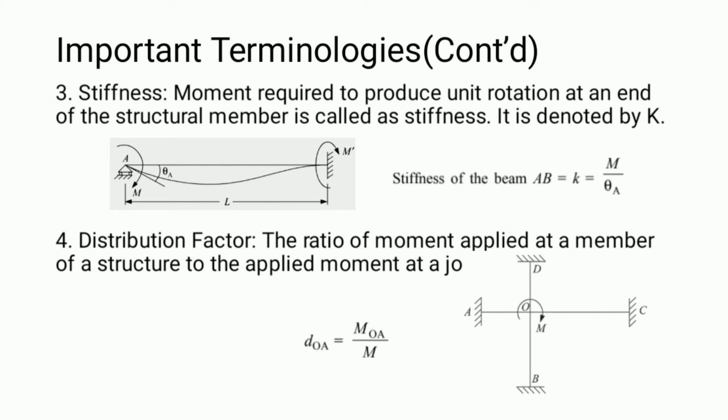If I want to calculate the amount of distribution factor for member OA itself, then the distribution factor for OA is equal to MOA divided by M, wherein MOA is nothing but the moment shared by the member OA when M is applied at joint O. Is it clear?